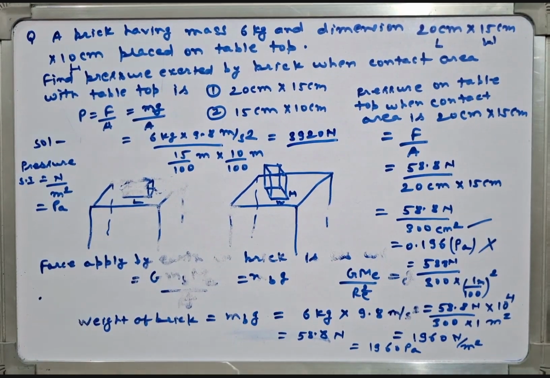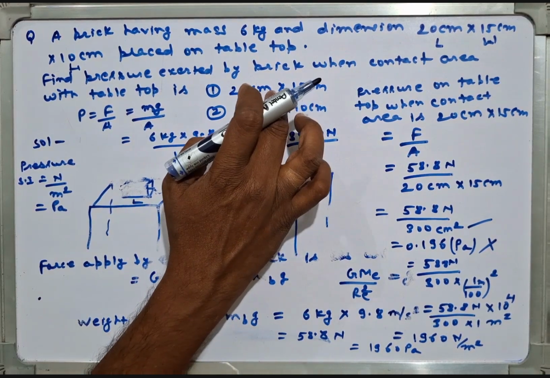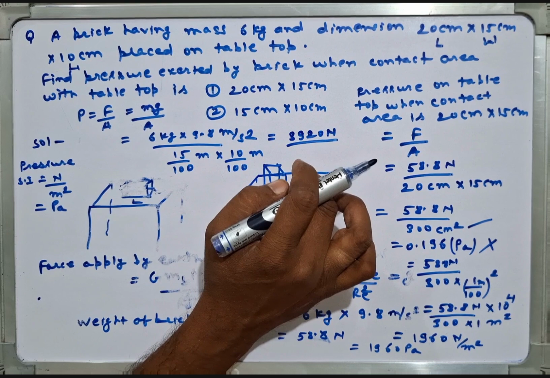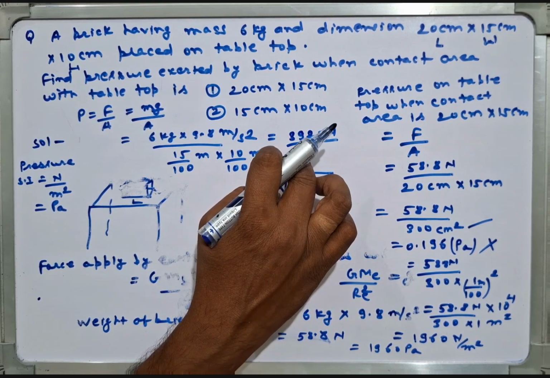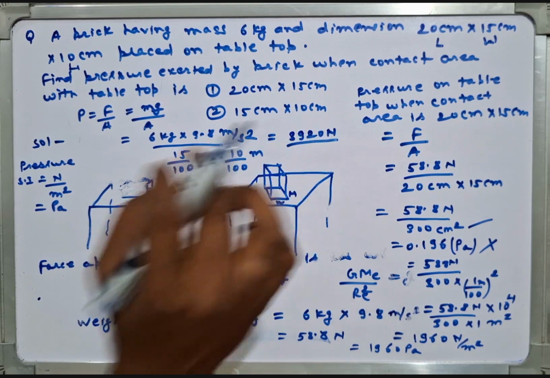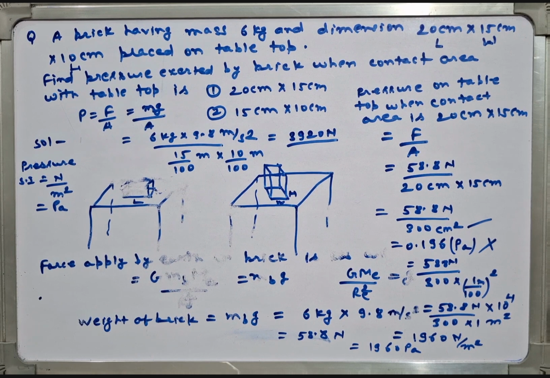Okay, so what we conclude is that when the contact area decreases by a factor of 2, say from 300 to 150 centimeter square, the pressure per unit area increases. So pressure is inversely proportional to area. Contact area is less, then pressure will be more. Next we will see buoyancy, or the buoyant force.